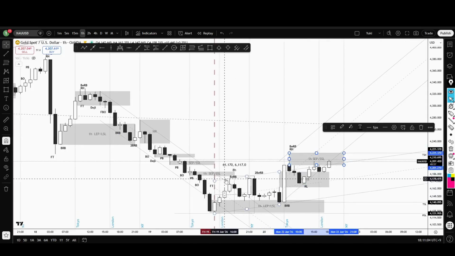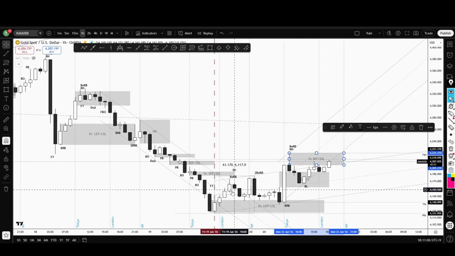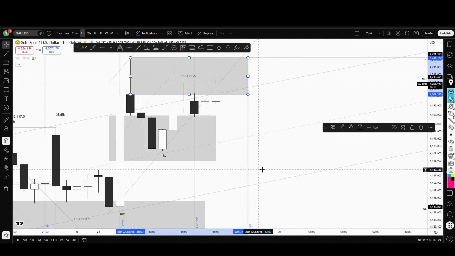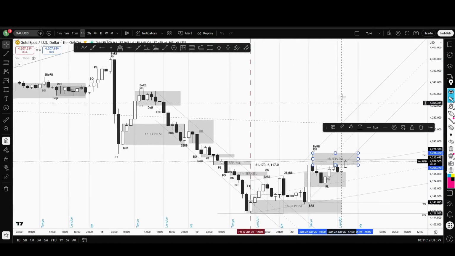As always, here's the recap from the weekend up to now for our community. As I said earlier, the short-term bias here is still up. That's the bias, and that wraps up today's gold update.